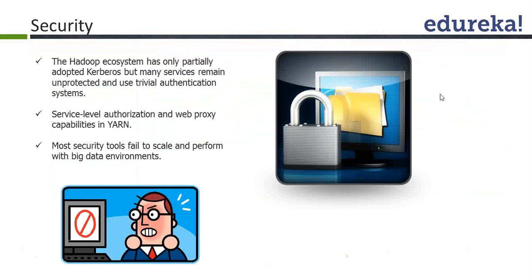Now the reason why Kerberos has been chosen is because of the size of the cluster. With Hadoop, we are talking about hundreds and thousands of nodes in the cluster. Typically the current security systems or security packages will not be able to scale up to the level where Hadoop scales. So that's why they have chosen Kerberos, which is an open source tool, fully available from MIT. The MIT guys came up with this Kerberos concept for enabling security on the OS layer. It does service level authorization and web proxy capabilities in YARN. Most security tools fail to scale and perform with big data environments.